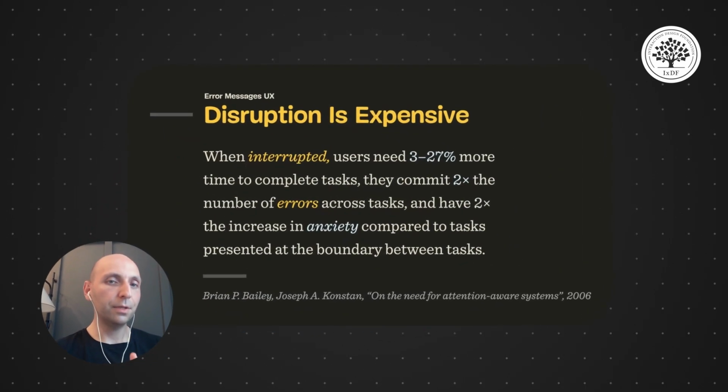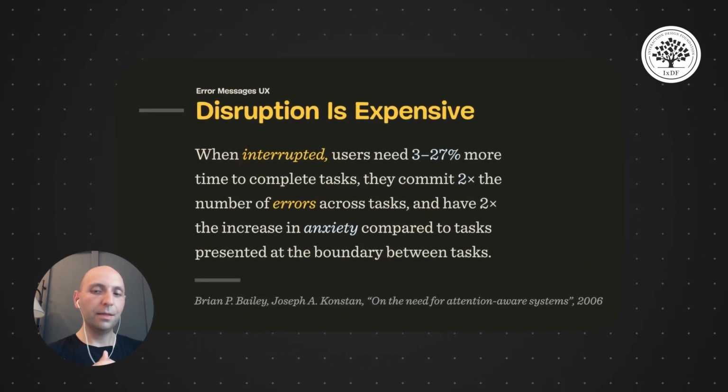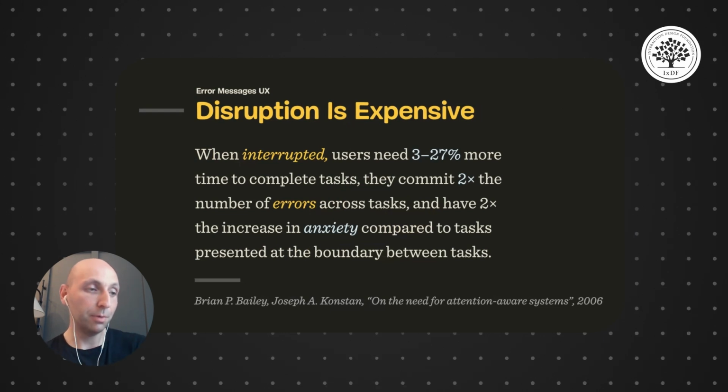The other thing that's also helpful, right, is to think about disruption on its own. And this is a study from 2006. It's a bit older, but it says that when interrupted, users need 3 to 27% more time to complete tasks. They commit twice the number of errors across tasks, and have 2 times the increase of anxiety compared to tasks presented at the boundary between tasks.